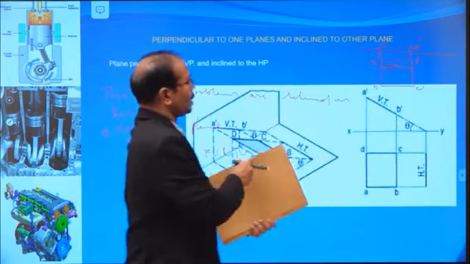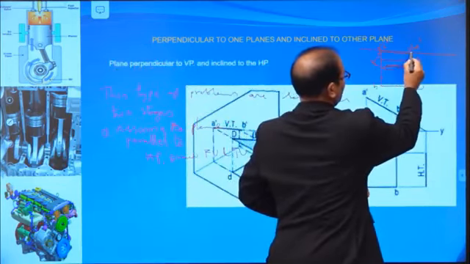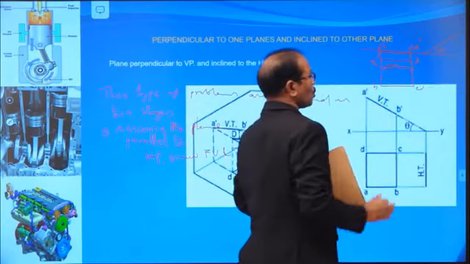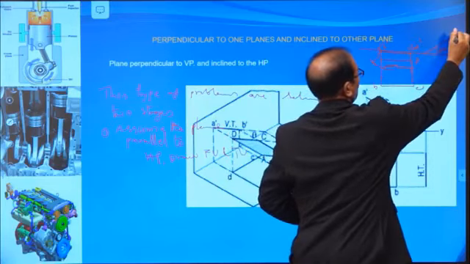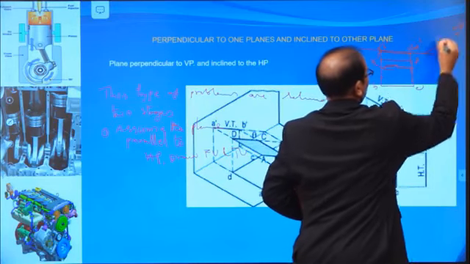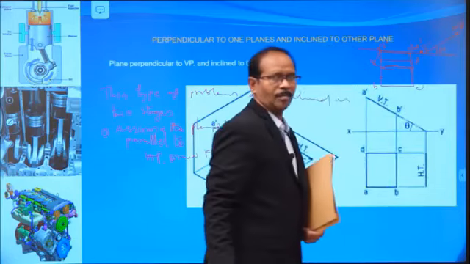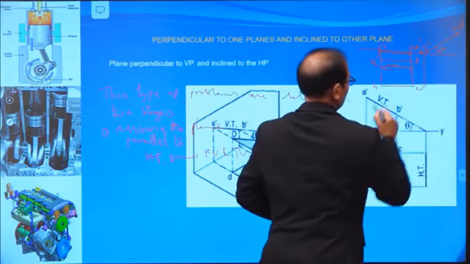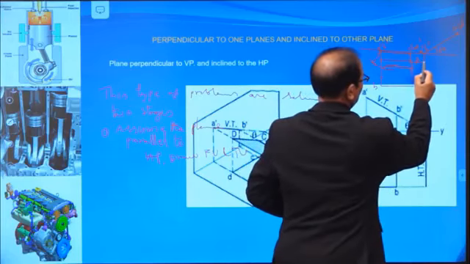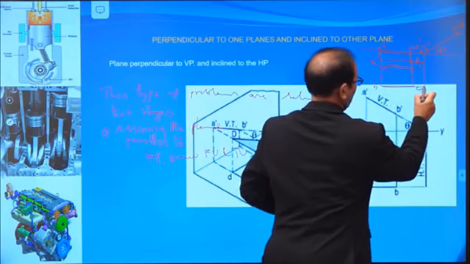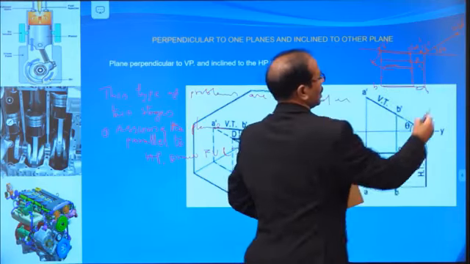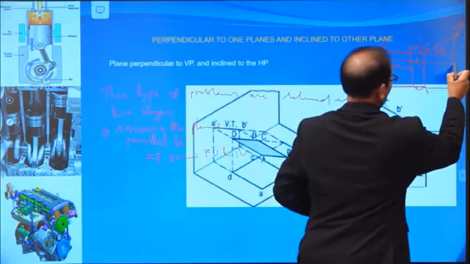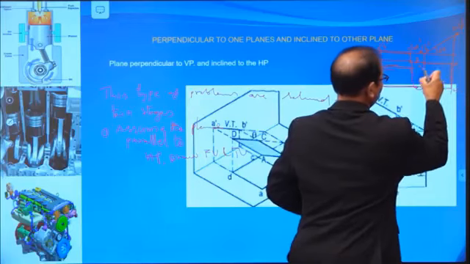So tilt the front view, tilt this line at an angle of 30 degrees. Copy that existing measurement: C dash, D dash, A dash, B dash. Then project A and B from A to the horizontal line, A1, B to the horizontal line, B1, and C and D: C to the horizontal line, C1, D to the horizontal line, D1. This is the final object.